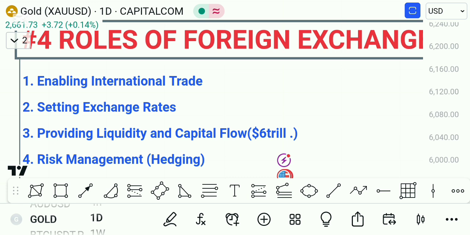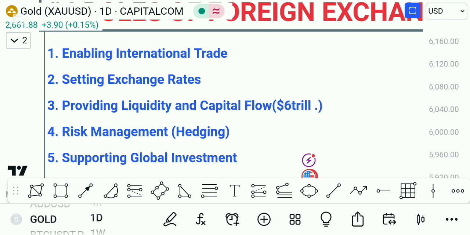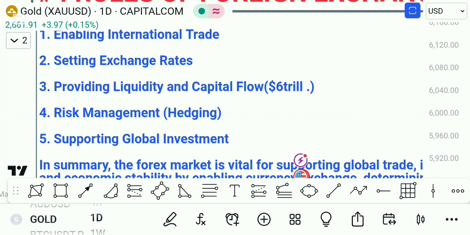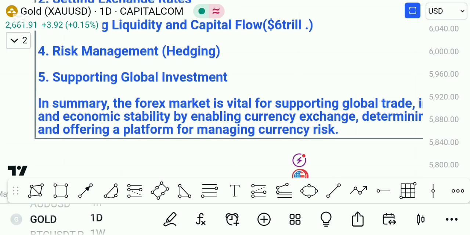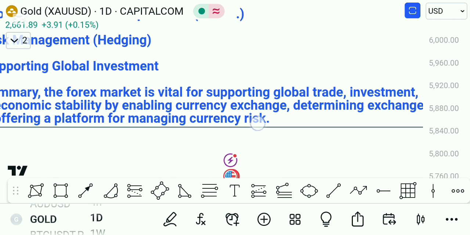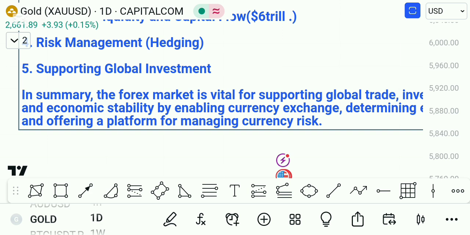Number three, they provide liquidity and capital flow. I repeat, liquidity simply means money. They provide the money available. And you know what, guys? Every day in the forex market, over $6 trillion is traded. Number four, they provide risk management and hedging. Number five, they support global investment. In summary, the forex market is vital for supporting global trade, investments, and economic stability by enabling currency exchange, determining the exchange rates, and offering a platform to manage currency risks.